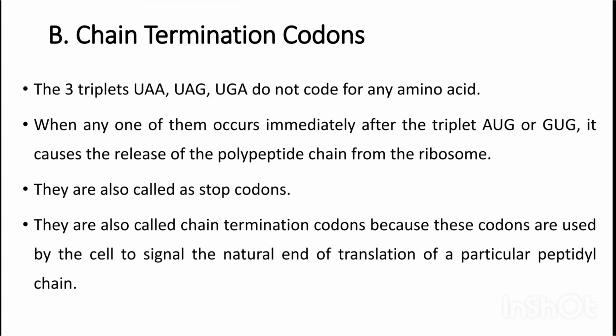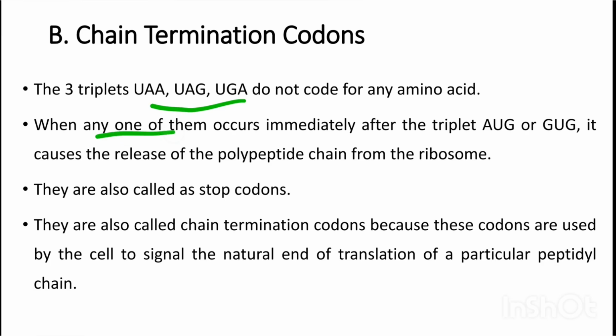Next, the chain termination codon, that is a signal to terminate protein synthesis. There are 3 different types of chain stop codons, or chain termination codons, like UAA, UAG, UGA. They do not code for any amino acids.